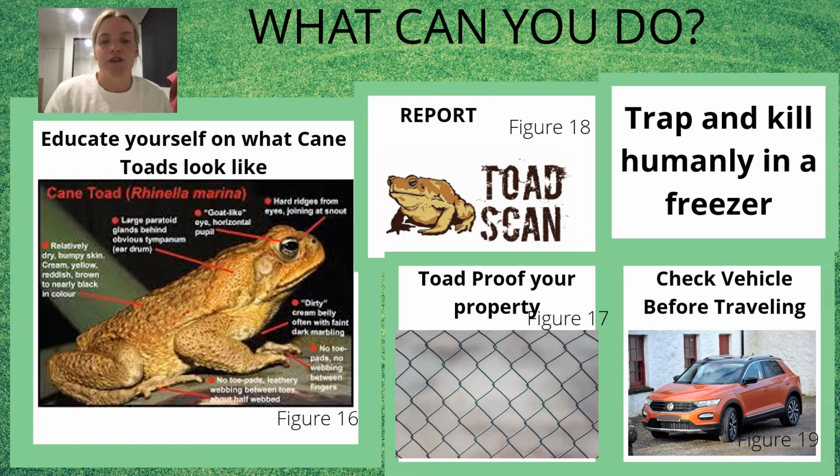Now, what can you do to help reduce cane toads? Cane toads are often confused with native frogs as they have similar characteristics, so it's important to educate yourself on what cane toads look like. You can use traps at your home to catch cane toads, but you must humanely euthanize them in a freezer. You can toad-proof your property by removing standing water and debris and creating barriers to stop cane toads from entering your waterways.